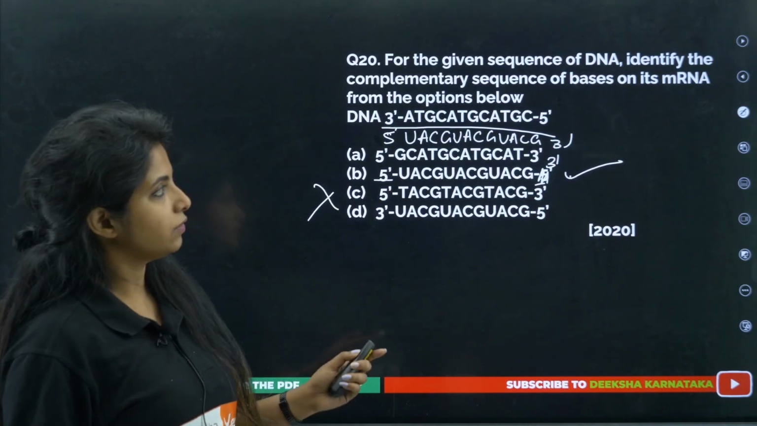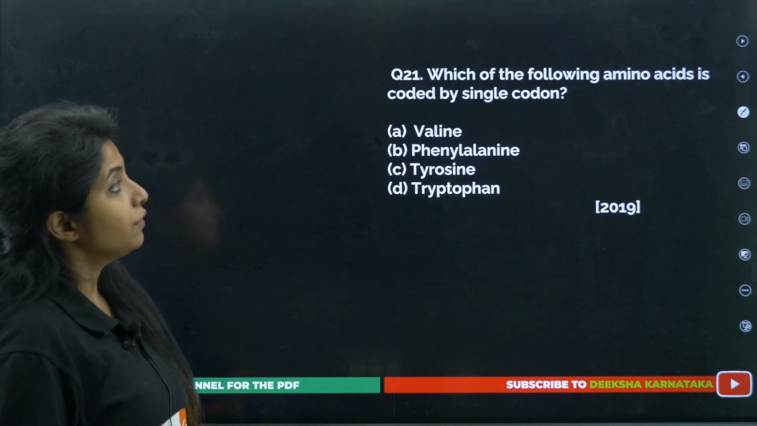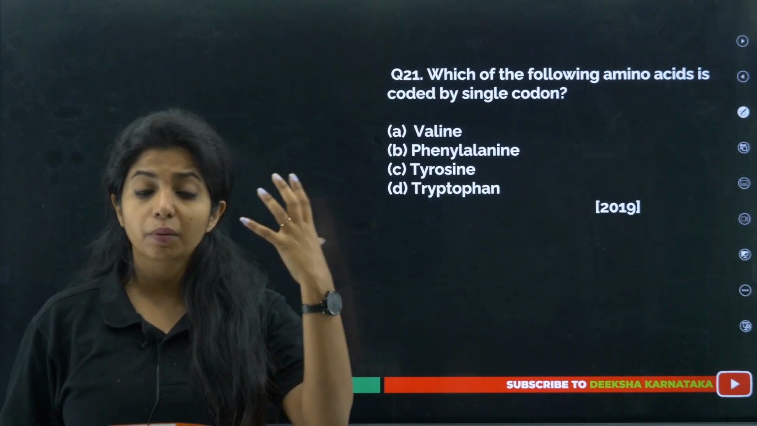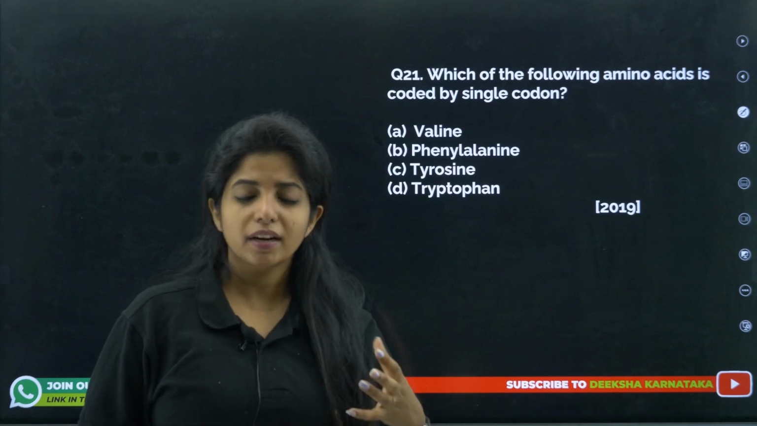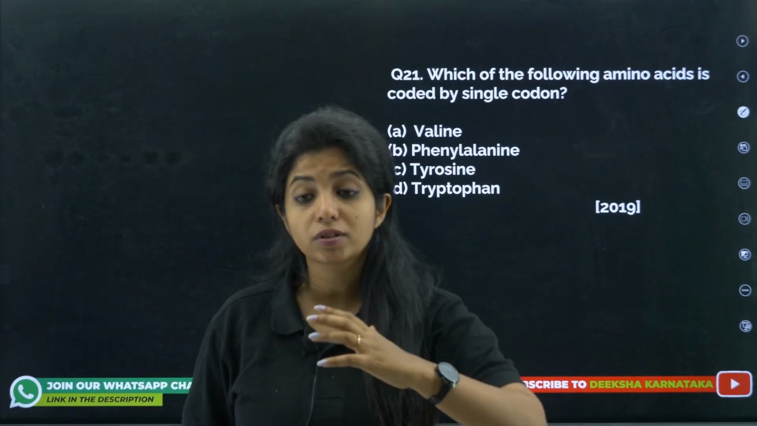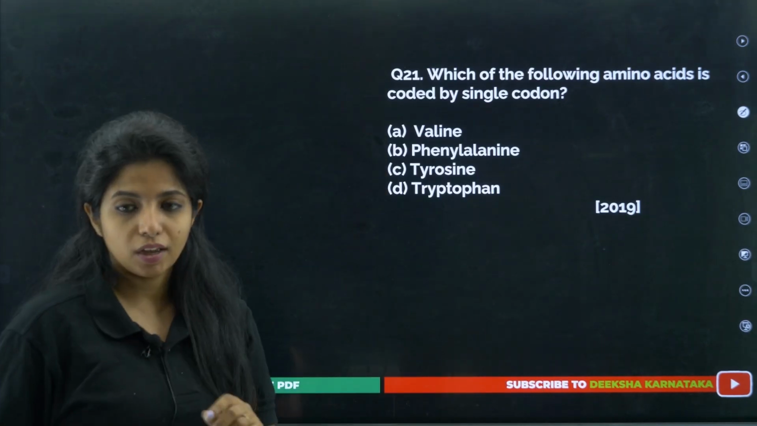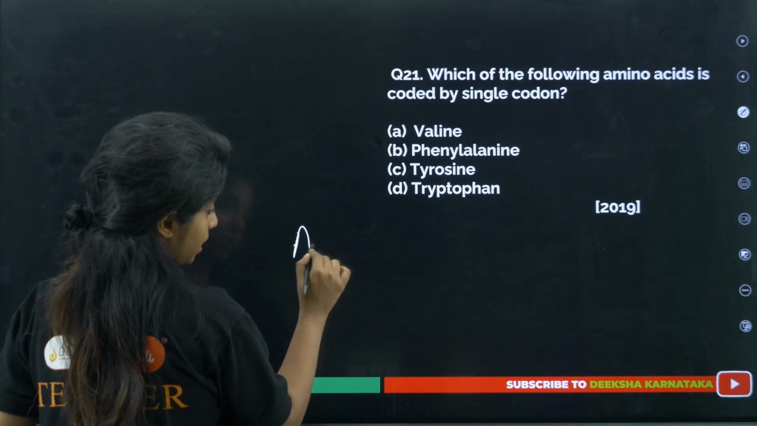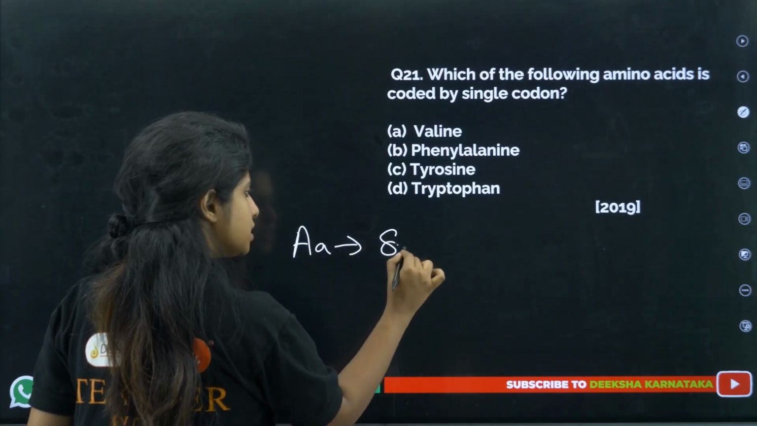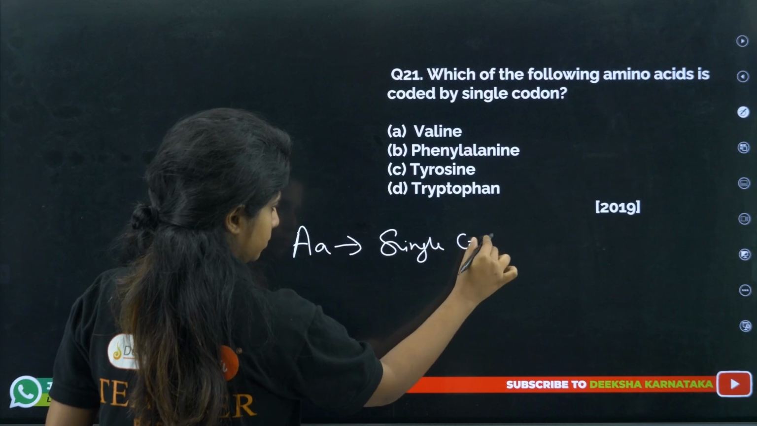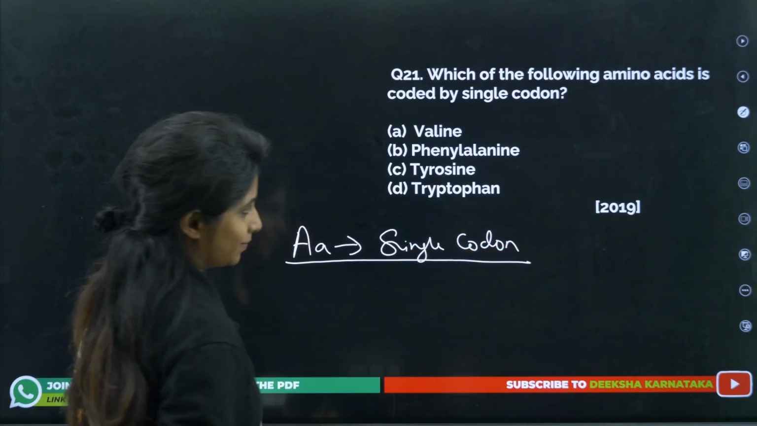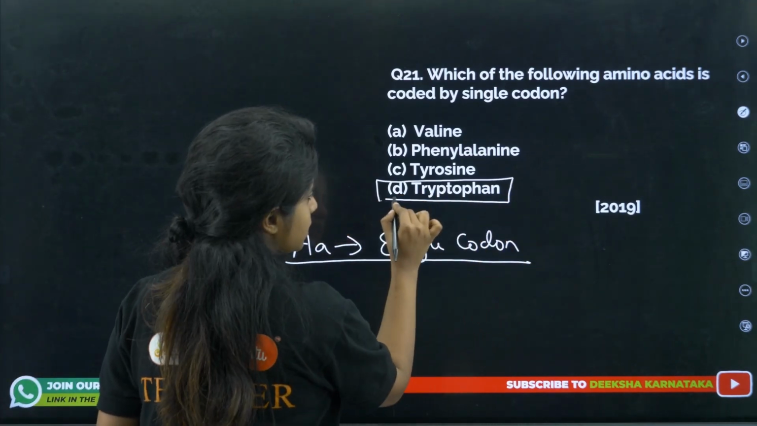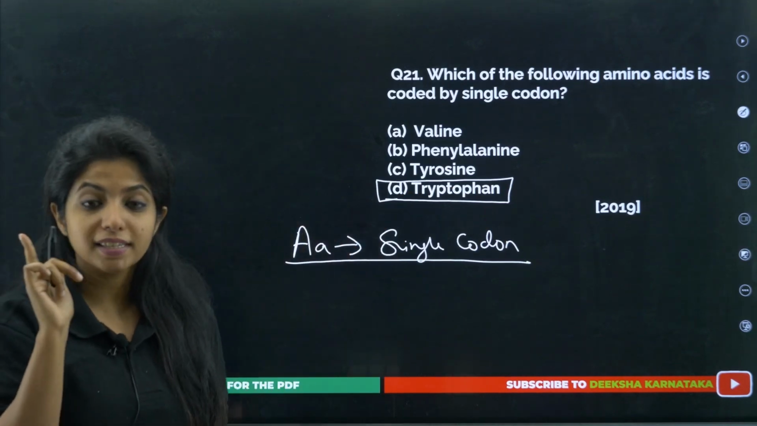Nothing different. Now the 21st question: which of the following amino acids is coded by a single codon? I told you there are multiple codons that could code for a single amino acid. Now the question is, there is an amino acid that is coded by just a single codon. What is that? And the answer is tryptophan, my dear children. This is the only amino acid that is coded by a single codon.